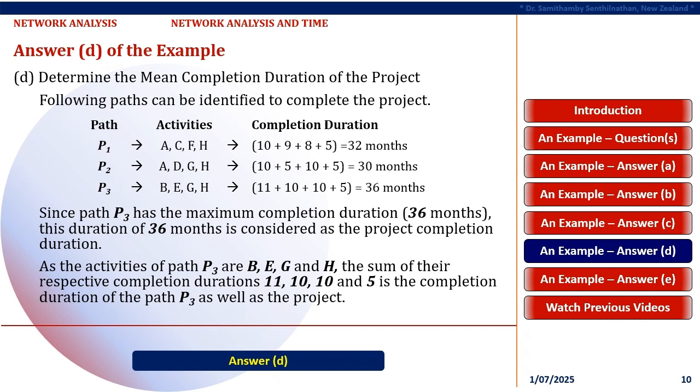Similarly, Path P2 has activities A, D, G, and H with the activity durations 10, 5, 10, and 5 months respectively. Their addition results in 30 months for completing Path P2. Now you may get to know in the similar way that Path P3 has activities B, E, G, and H and their respective durations, 11, 10, 10, and 5, result for having completion duration of 36 months for Path P3. Since Path P3 has the maximum completion duration, 36 months, this duration of 36 months is considered as the project completion duration.